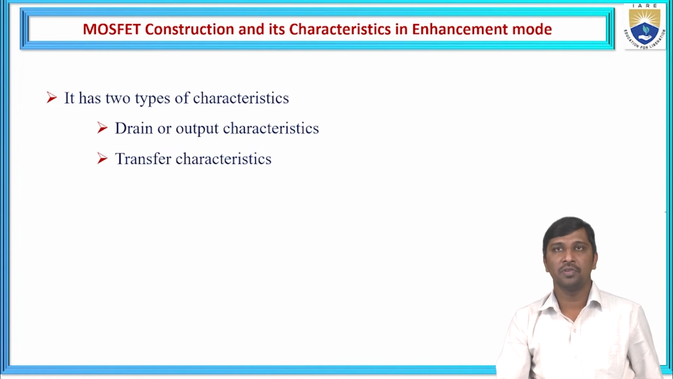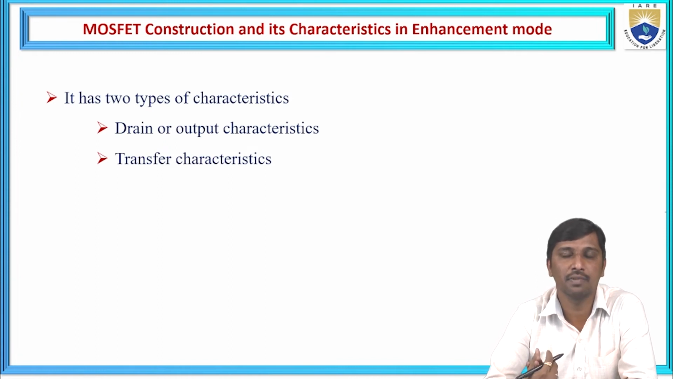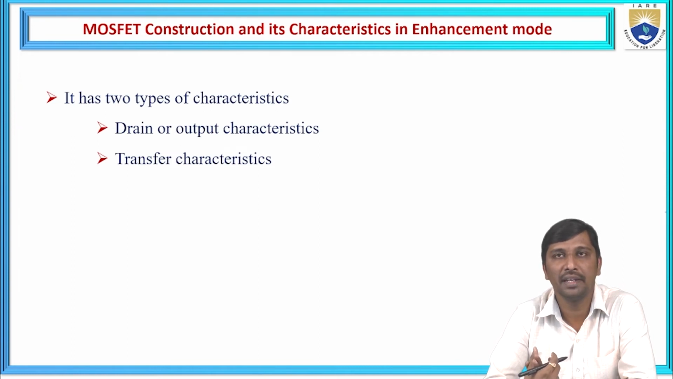Now we need to identify the behavior of the enhancement MOSFET, its functionality. To identify this behavior, we have two types of characteristics. One is the drain characteristics, also called the output characteristics. The other is the transfer characteristics. If you want to plot the output characteristics or drain characteristics, we have three terminals.